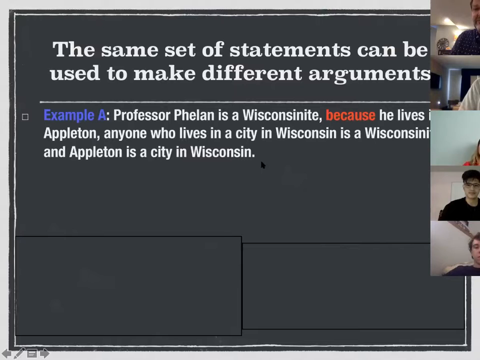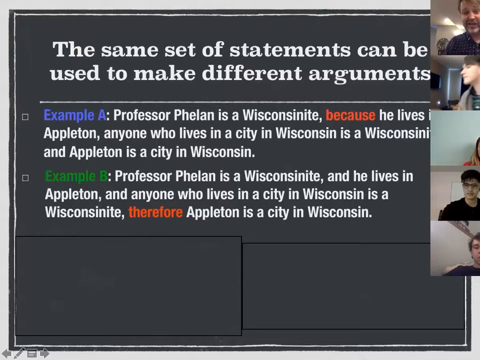But we might have an argument that basically has the same content as this one, but has a different structure, a different order to that content. So here's an argument like that. Professor Phelan is a Wisconsinite, and he lives in Appleton, and anyone who lives in a city in Wisconsin is a Wisconsinite. Therefore, Appleton is a city in Wisconsin. So as you can see, the structure here is very similar. We have the same order, basically, of the same parts, but this argument is doing something totally different. It's working to convince us of a totally different conclusion than the first argument, right?